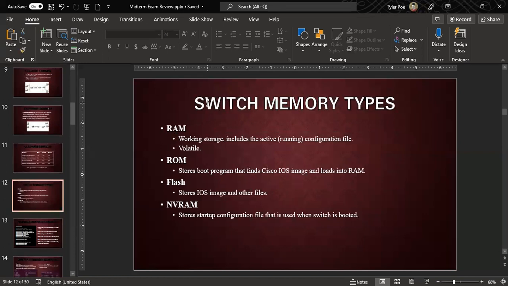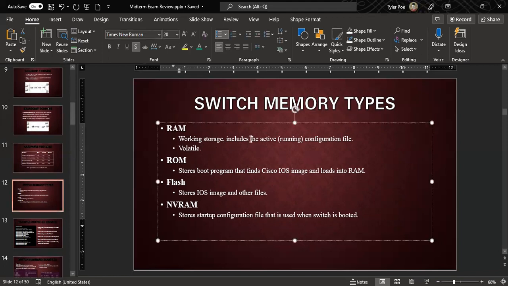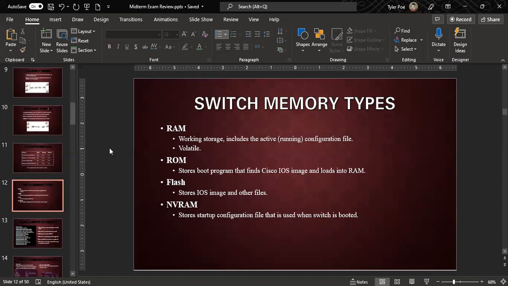Let's discuss the switch memory types again. There's RAM, which is the working storage. Basically, this is your running configuration mode. If you think about RAM, it's basically short-term editable memory. You can think of it like a cache. This has your routing table, your MAC address table. This is pretty much where it's stored. It's working storage. In other words, it can change quickly. It can also be lost if it's not saved. But yeah, it's volatile. That's the main point of RAM. It's volatile and includes the active configuration file. This is basically the running configuration file.